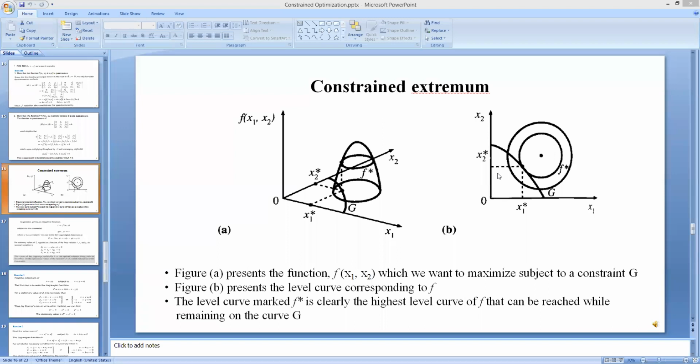So there are different possible level curves. Among these, only f star will give us a point of tangency between the constraint and the level curve. So any optimum will be selected along f star, not along any other possible level curves. You can have a number of level curves, but it will not be possible. So this is the diagrammatic interpretation of this constraint maximum.